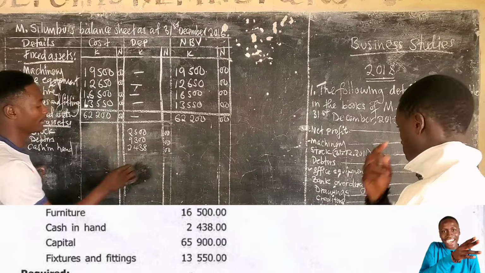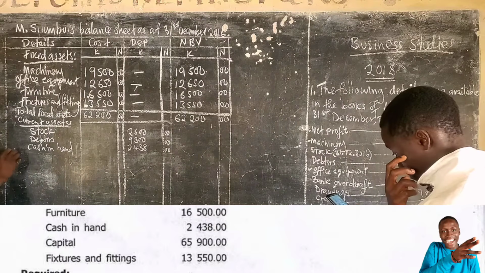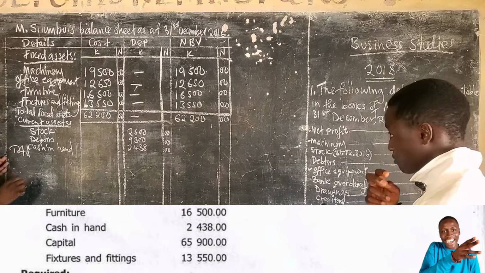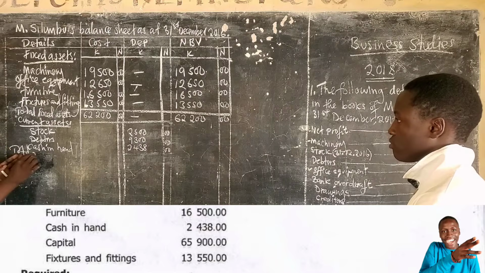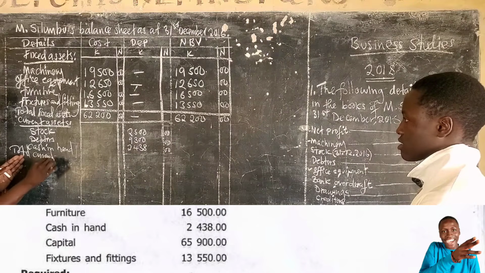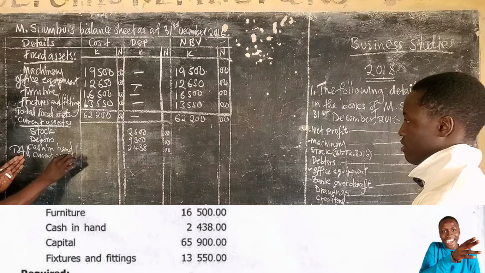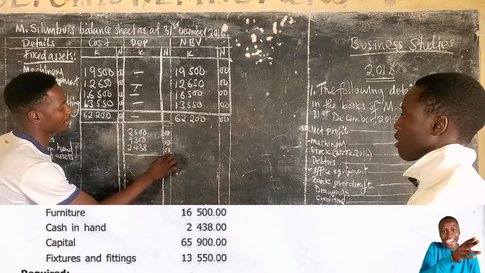2,438. That's all. You can just add that. So adding the current assets, we're going to have total current assets. How much are the current assets?